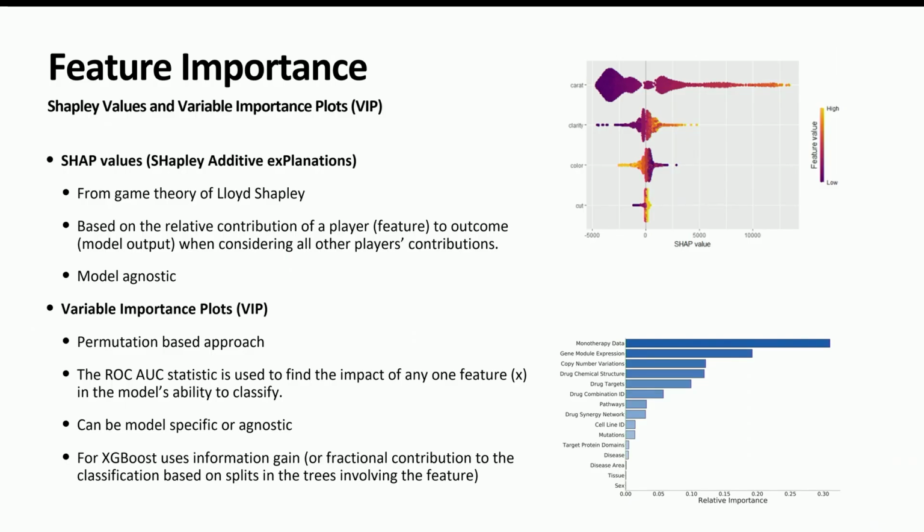So feature importance is an important part of making AI explainable. And we used two different methods. There are many methods out there. We use Shapley values, which was discussed before, and also variable importance plots, which are a permutation-based approach, and it could be either model-specific or model-agnostic. And for XGBoost, it uses information gain, or basically the fractional contribution to classification based on the splits in the trees. And these are two examples from other models, not ours.